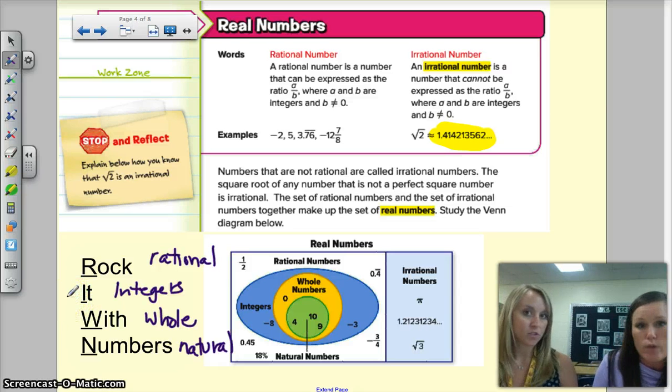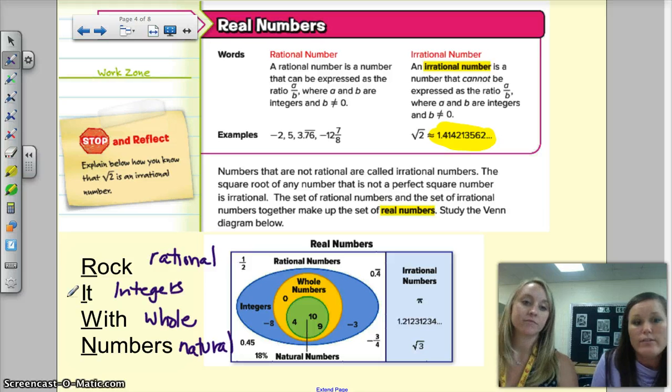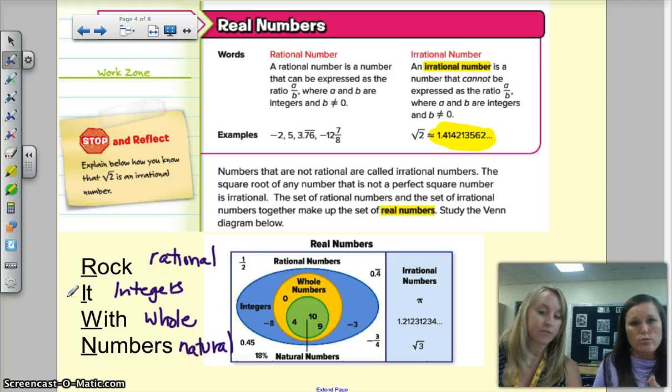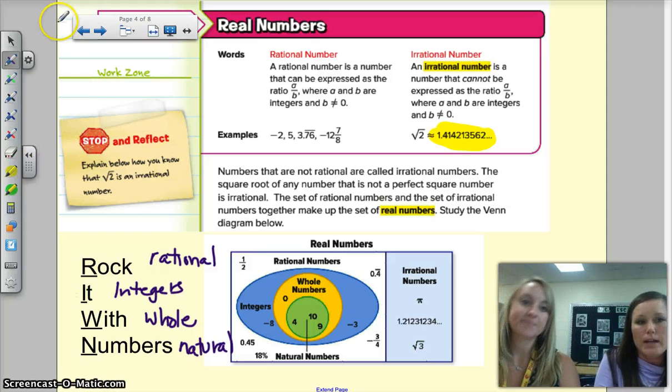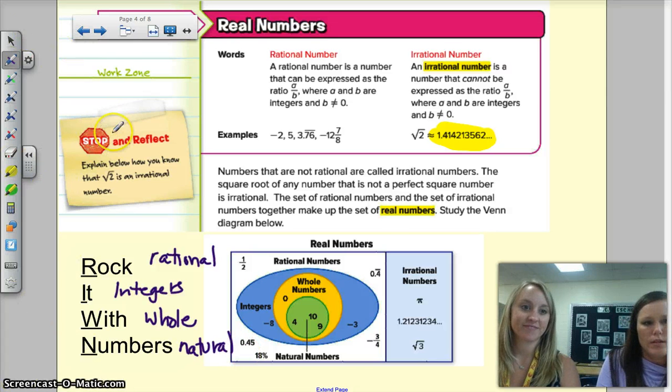Whole numbers start with 0, then 1, 2, 3, 4, 5. And the natural numbers are numbers that you naturally count, or you start naturally counting with 1, 2, 3, 4. So again, "rocket with numbers" is the way to remember that. Where's my page? Here it is.